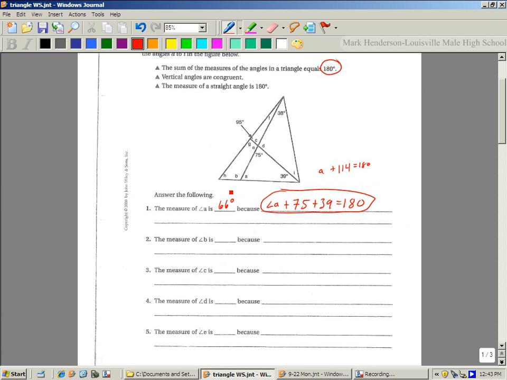You might also say that angles of a triangle have sum of 180 degrees. Okay?